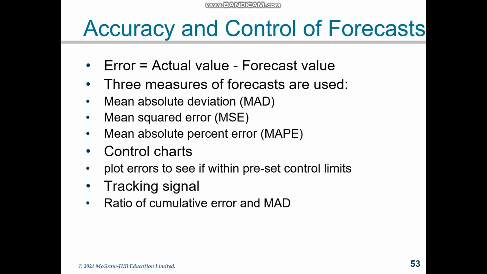For accuracy of the process, there are three different measures named MAD or mean absolute deviation, mean squared error or MSE, and mean absolute percent error or MAPE. Using these three measures, we can find out if a technique that we have used for a data set is accurate or not, and how much is its accuracy. Then we'll learn about control charts and tracking signal as two tools to monitor the forecast as the final step of forecasting.